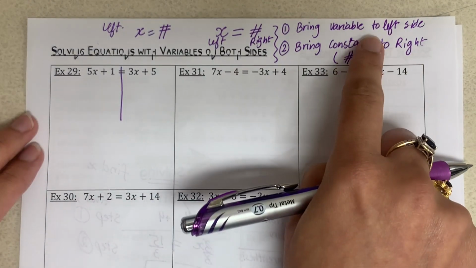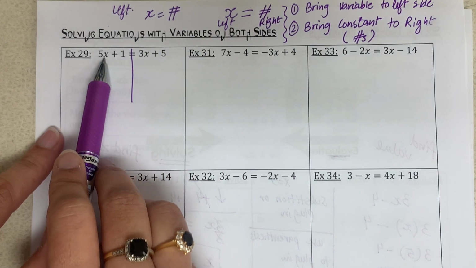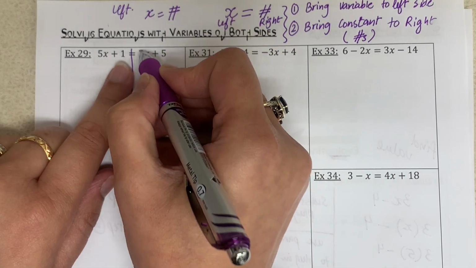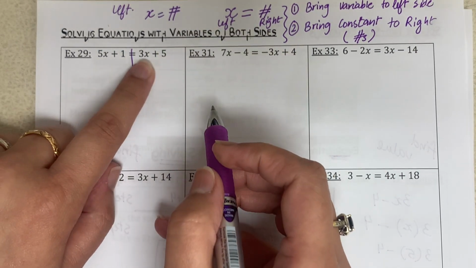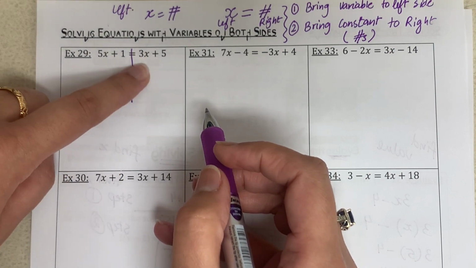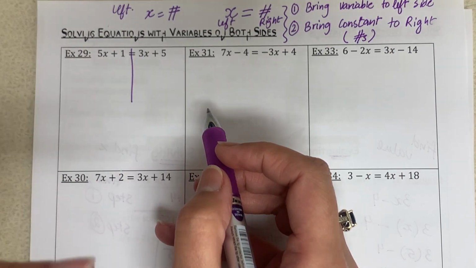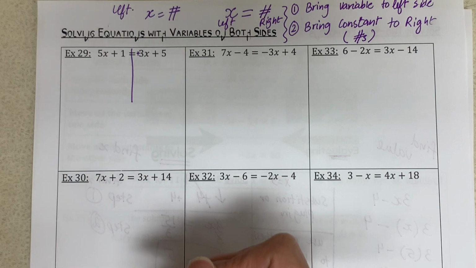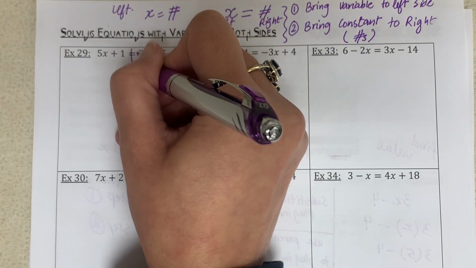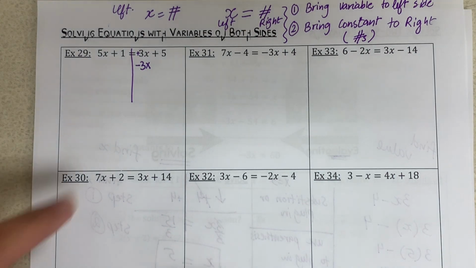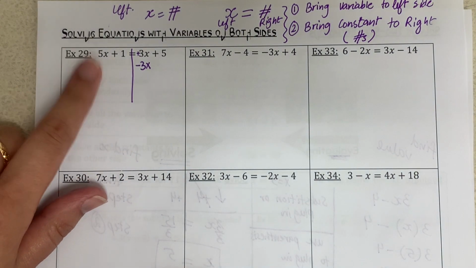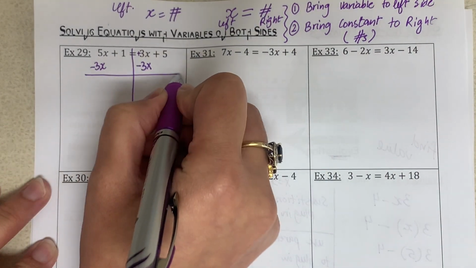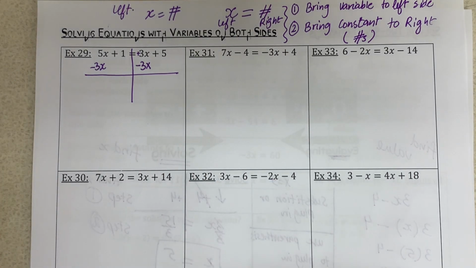Step number 1, bring a variable to the left. Your equation is 5x plus 1 equals 3x plus 5. The variable over here is 3x. So my job is to move the 3x from here and put it under the 5x over here by doing the opposite operation. There is no operation in front, so it is a plus. So the opposite is minus. So I'm going to do minus 3x here. That's why we have to stay organized. And negative 3x under the 5x. Put it down over here. Minus 3x. We are going to solve this step by step.